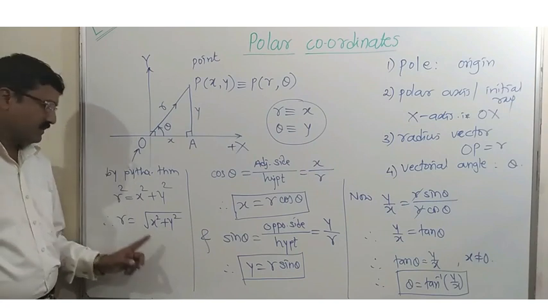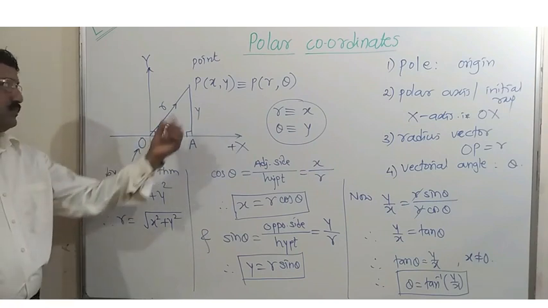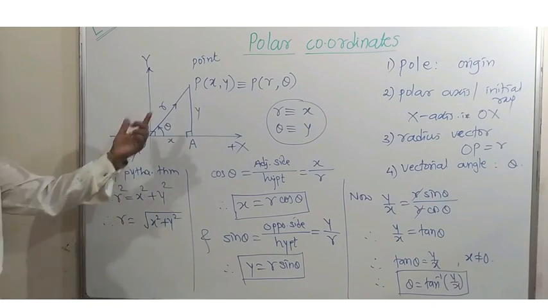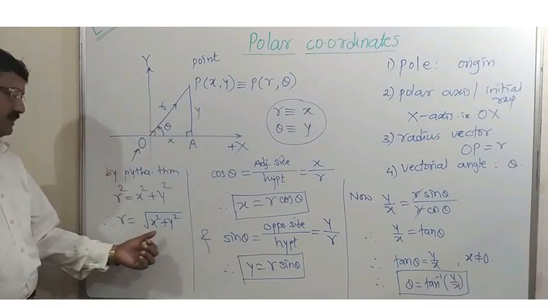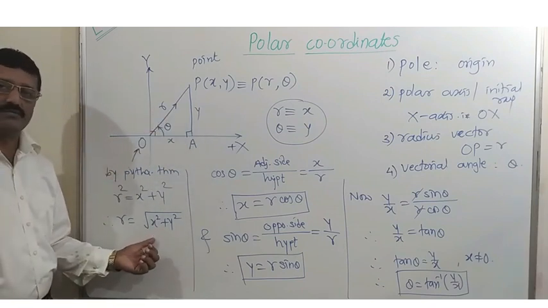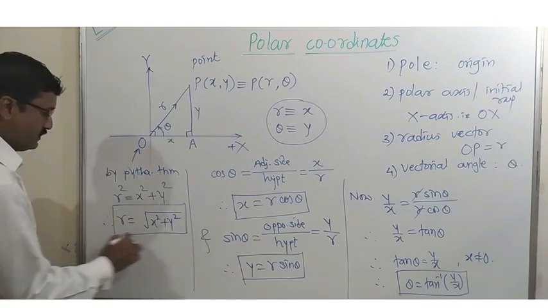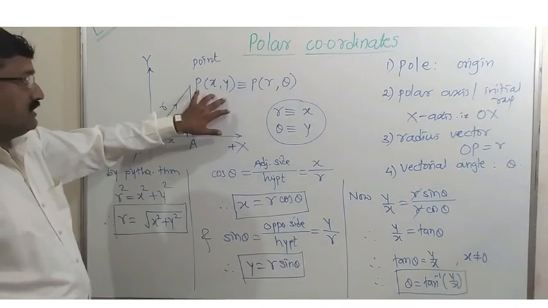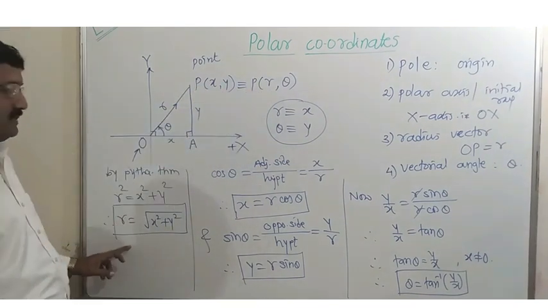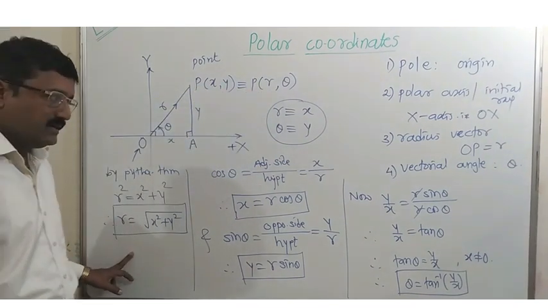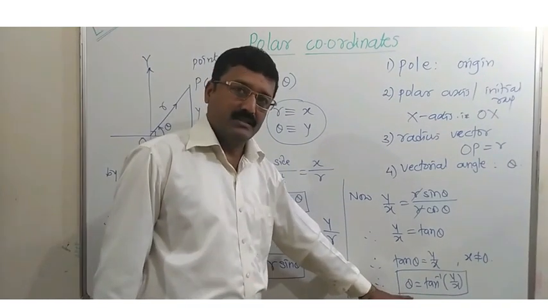Is it okay? Because r is the distance of the pole from the point, and distance is always positive, so r is always the positive root of x square plus y square. So this is the fourth relation. Means whenever xy are given, how to find r and theta? Using this formula you will find r, and using this formula you will find theta.